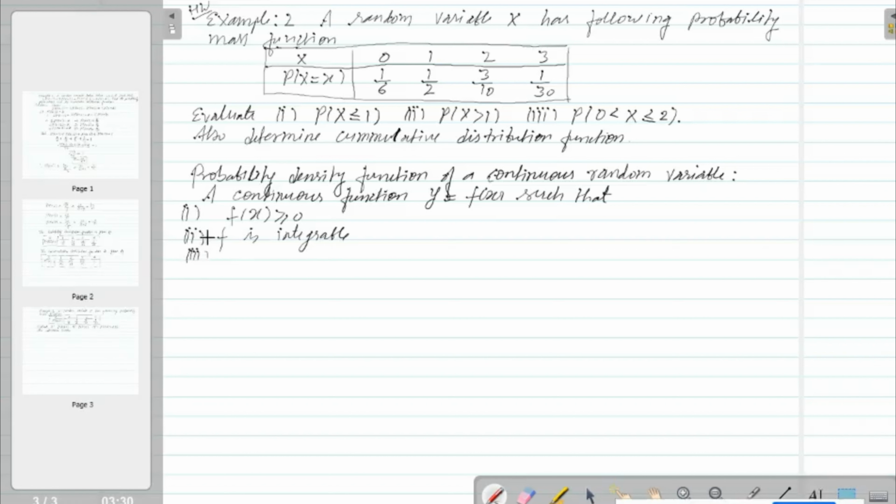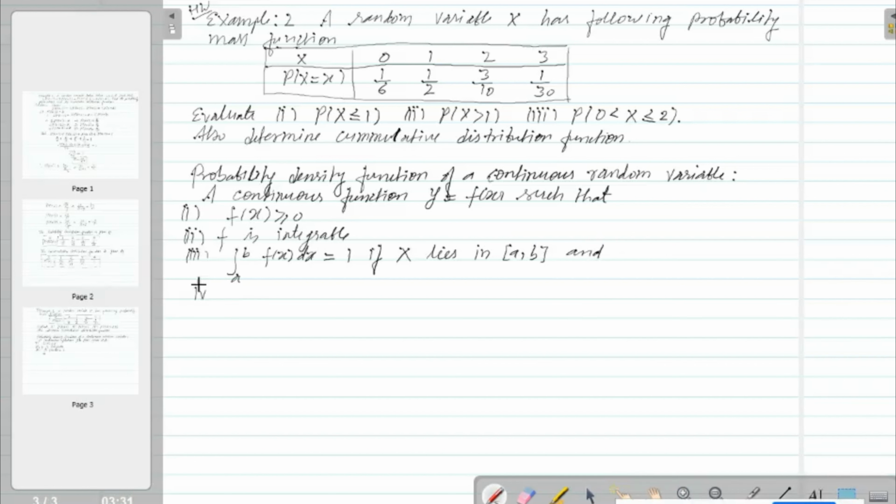The third condition is that the integration from limit a to b of f of x dx is equal to 1, if the random variable capital X lies in the interval a comma b.